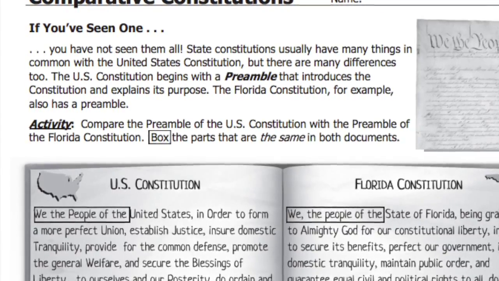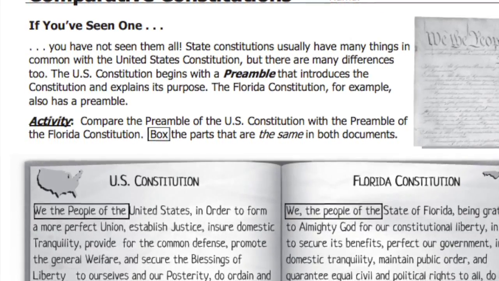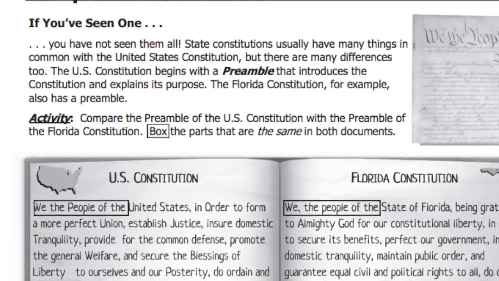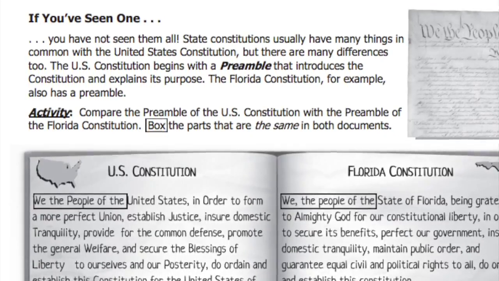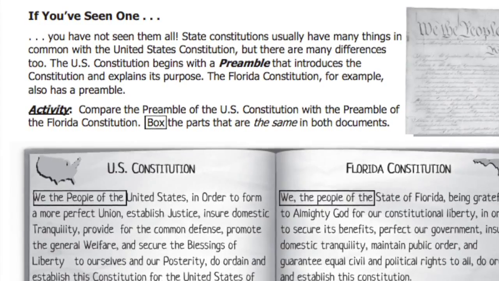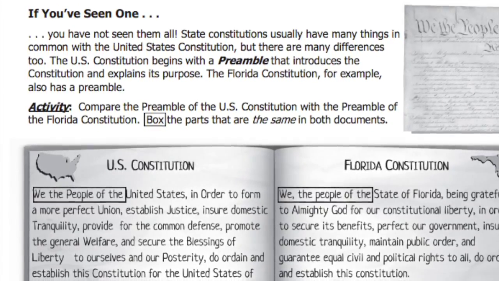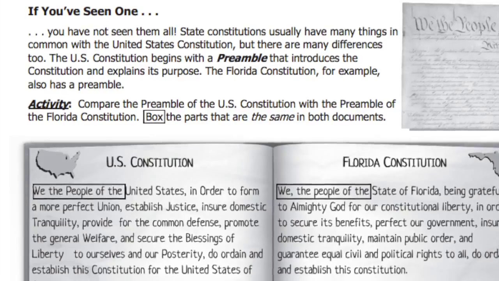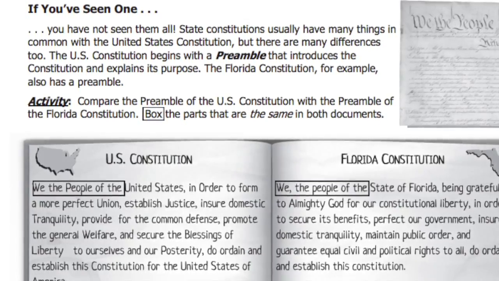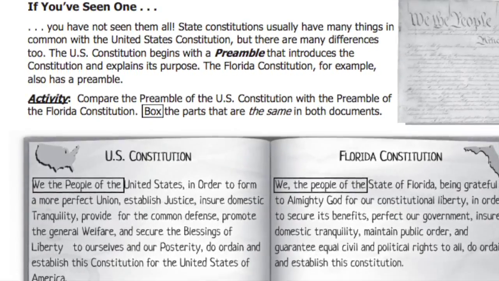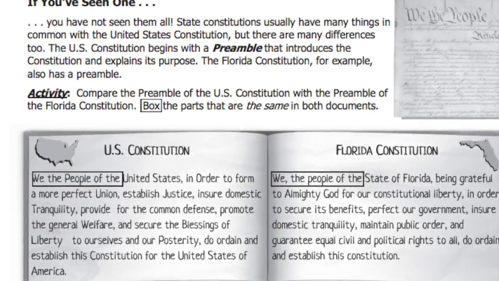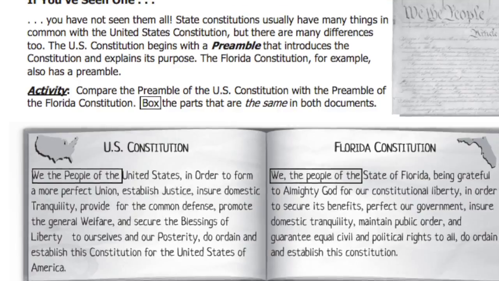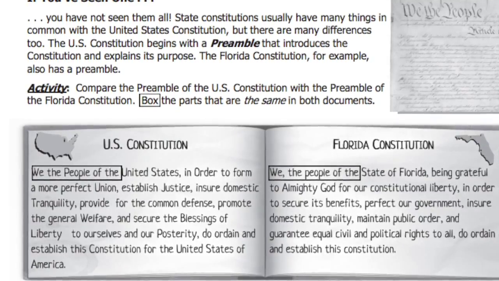State constitutions usually have many things in common with the United States Constitution, but there are many differences too. The U.S. Constitution begins with a preamble that introduces the Constitution and explains its purpose. The Florida Constitution, for example, also has a preamble. Compare the preamble of the U.S. Constitution with the preamble of the Florida Constitution. Box all parts that are the same in both documents.